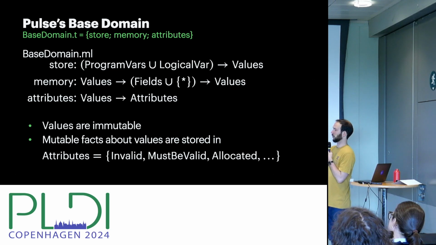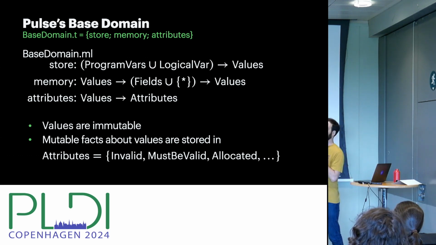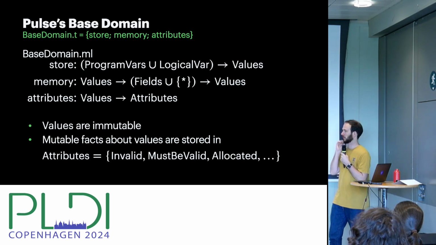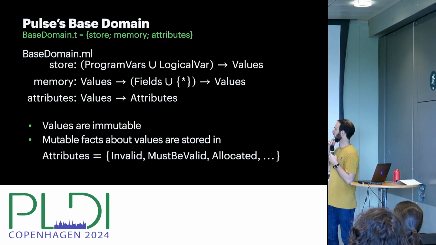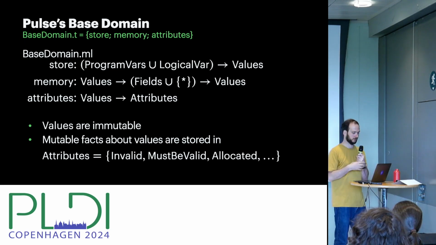And memory, so this is the only part that mentions program variables, which are mutable. But then everything is in terms of these abstract values, which have an immutable semantics as the program executes. So when you assign to a program variable, you will make up a new, fresh abstract value to represent that. But the old value it had will keep its value. And so the memory tells you what values point to other values, either via field accesses or dereference. And then there's this sort of mysterious extra map of attributes, which is a bit of metadata telling you facts about your values, such as, oh, this value is invalid because we called free on it, or this value must be valid because we dereferenced it, or it's been allocated, so it should be freed at some point, etc.